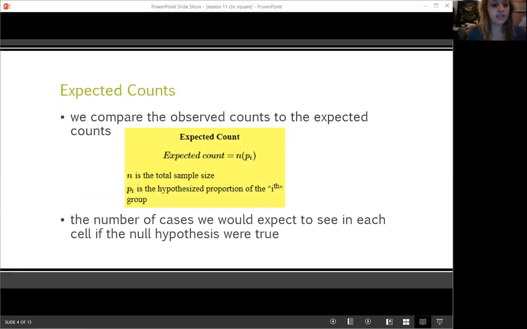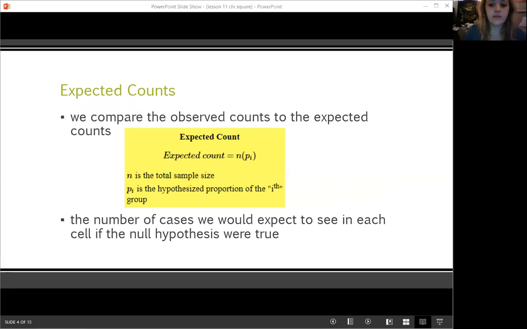Then we have expected counts, which are about finding a long run average. If we were to keep taking samples over and over again, what do we expect to find? The main idea is that we take our sample size times our hypothesized proportion, where the i just says which group number it is. We multiply, and that gives you the long run average that we would expect to get if we kept taking samples over and over again.